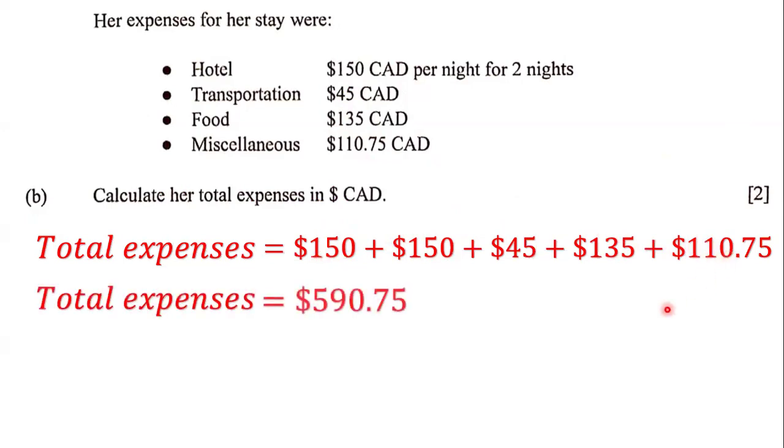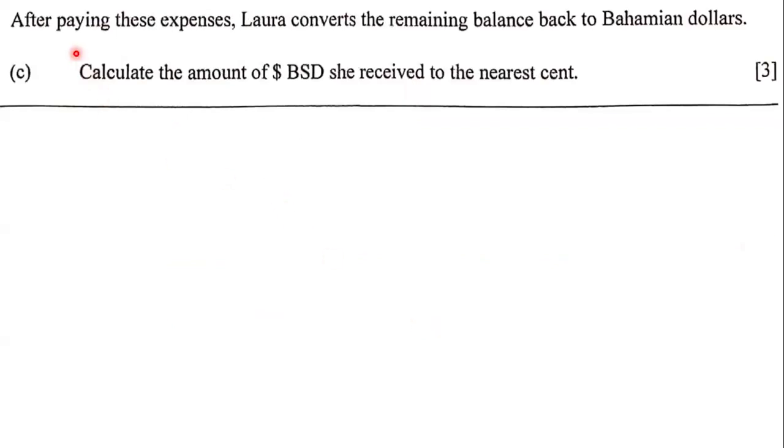Next, we add them all up. And when we add them all up, we get $590.75. And that's her total expenses in Canadian dollars. Next, it says after paying these expenses, Laura converts the remaining balance back to Bahamian dollars. Calculate the amount of Bahamian dollars, BSD, she received to the nearest cent.